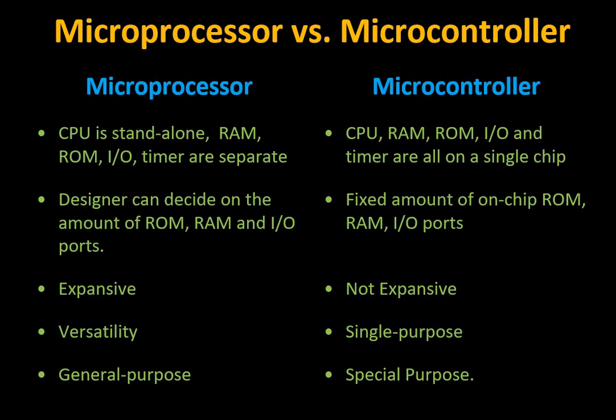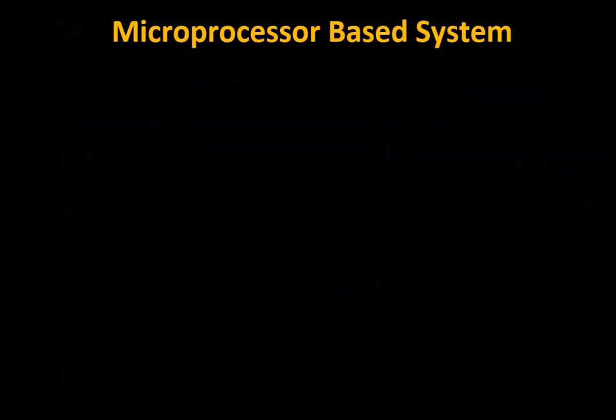In a microprocessor, the designer can decide on the amount of RAM, ROM and input output ports, but in a microcontroller there is a fixed amount of on-chip ROM, RAM and input output ports. That's why microprocessors are expensive and microcontrollers are not expensive. Also, microprocessors have a versatile quality, and microcontrollers have a single purpose quality. Microprocessors are used for general purpose and microcontrollers are used for a special purpose.